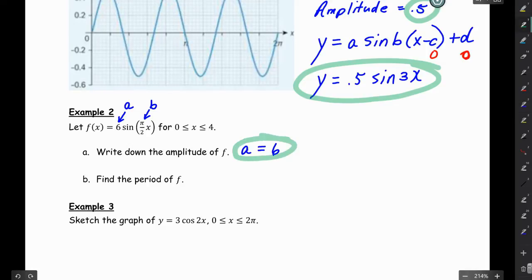And then to find the period of f, we're going to do 2 pi over B, and we know that B is pi over 2. When you divide by a fraction, you multiply by the reciprocal. So that gives us a period of 4.